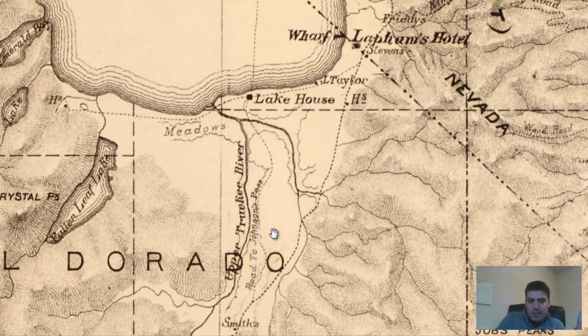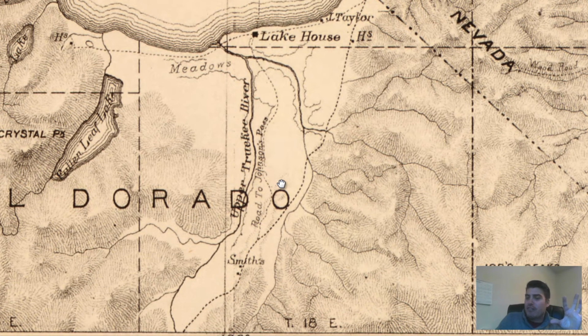Road to John's. Look at this. Okay, I just discovered this. You're seeing it for the first time. Ha ha! I just discovered this. I've been exploring this map, I keep finding new information. We talked about John Calhoun Johnson.